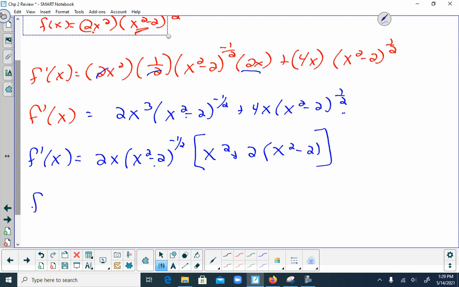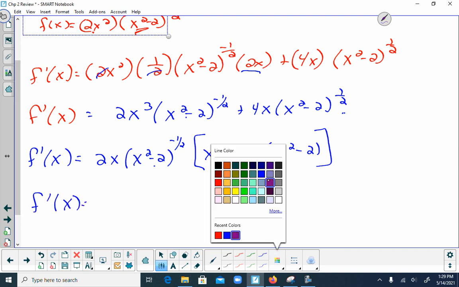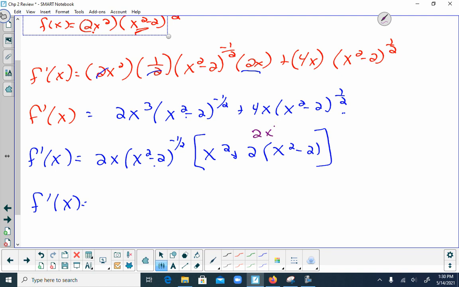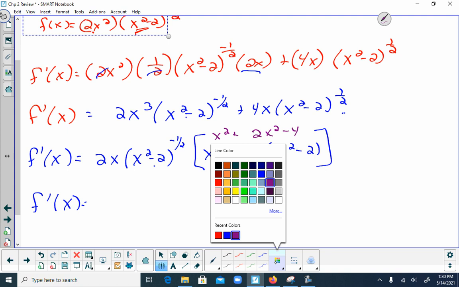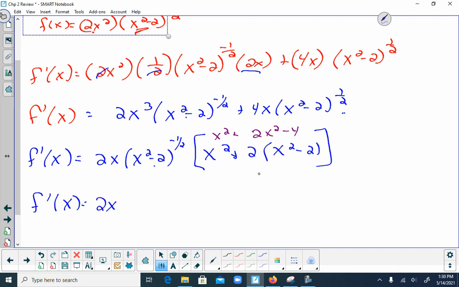So I'm going to try, well, let's do that cheap method of mine. So here I'm going to have, this will be 2x squared minus 4. So I'm going to end up with 2x times (3x squared minus 4). And this is going to be all over, because of that negative exponent, I'm going to move it to the denominator, (x squared minus 2) to the 1/2. And I believe that is my final answer.